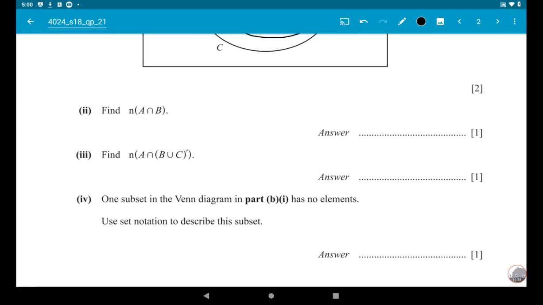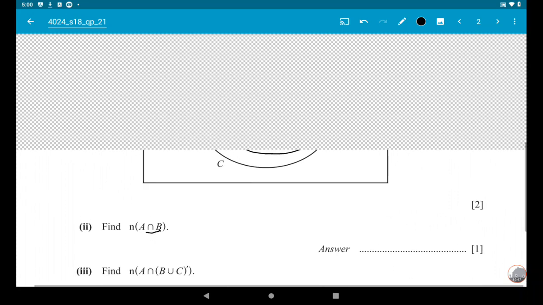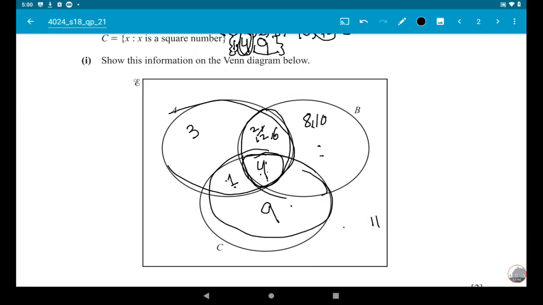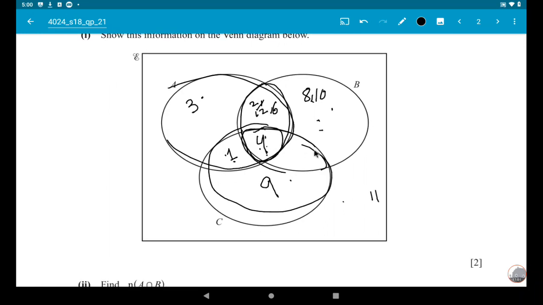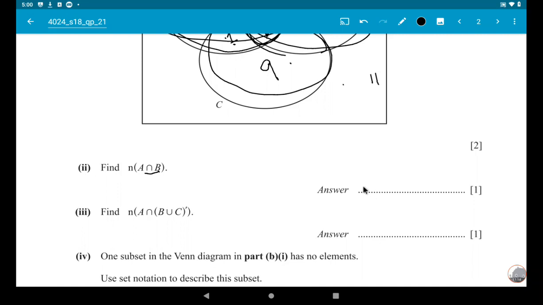Now say the other one. Find the numbers of A intersection B. A intersection B: 2, 12 and 6. This 4 also. 2, 12, 6 and 4 also, because this circle, right, this circle. So this is 2, 4, 6 and 12. There are 4 numbers.